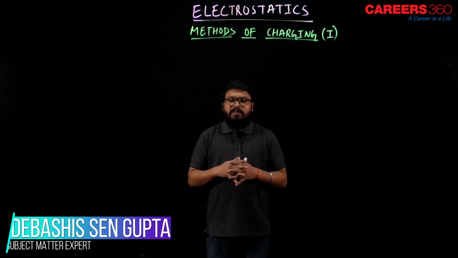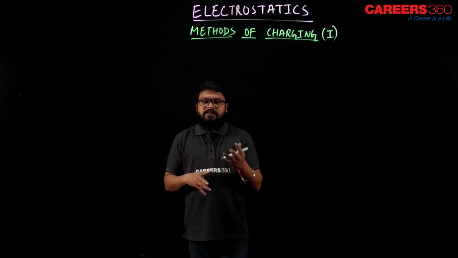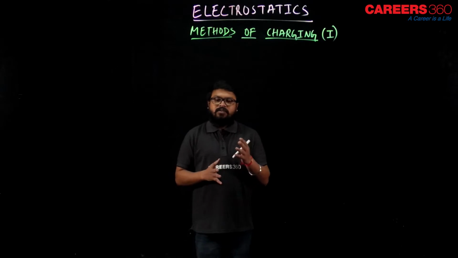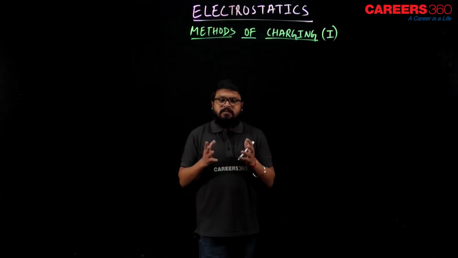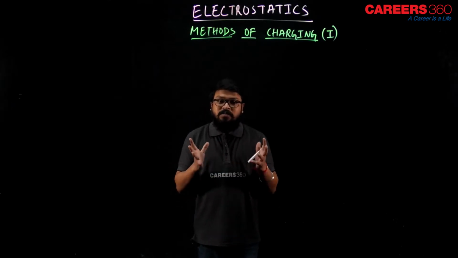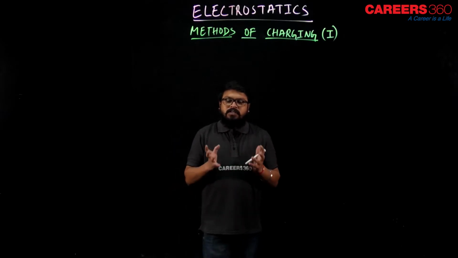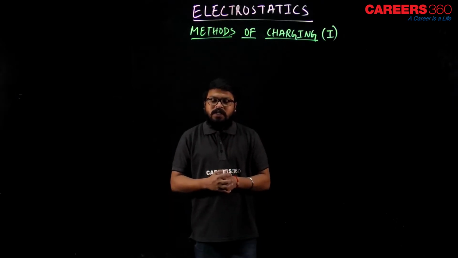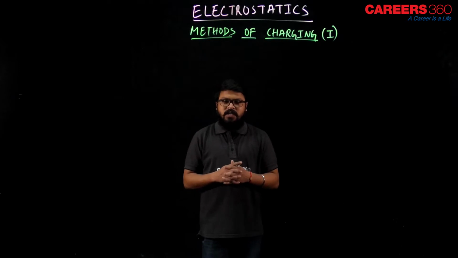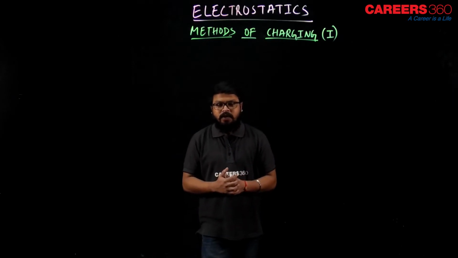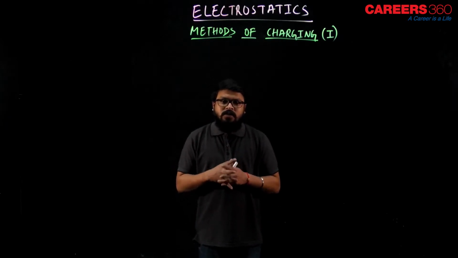So as we know, when a neutral body is given electrons, or the electrons are taken from the neutral body, it becomes a charged body, right? So if we give electrons to a neutral body, it becomes negatively charged, and if we take the electrons from the neutral body, it becomes positively charged.